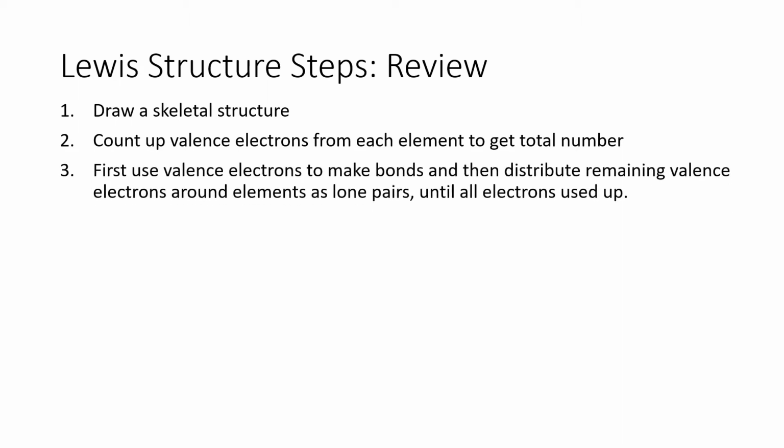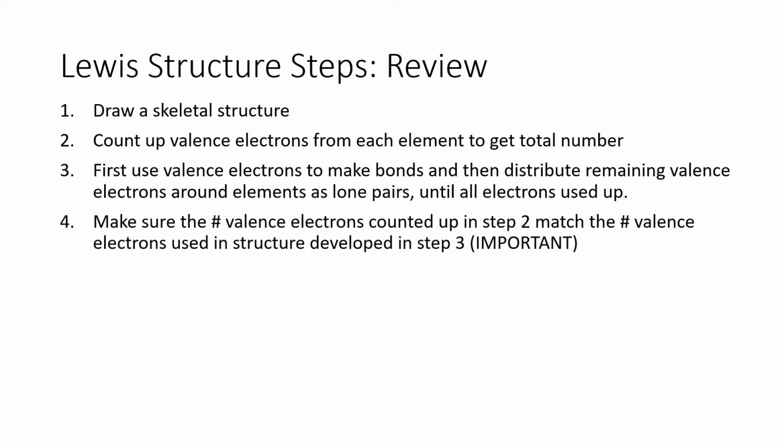The third thing you want to do is use those valence electrons to make bonds. And then after that, you distribute the remaining valence electrons around your elements as lone pairs until you have used all your valence electrons up. Now, not to be overlooked, you must make sure that the valence electrons counted up in step 2 match the number of valence electrons used in the structure you actually created in step 3.